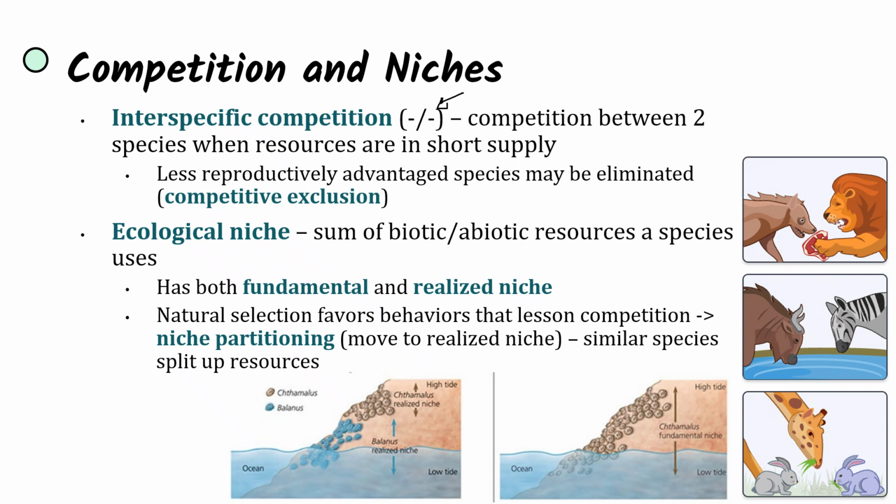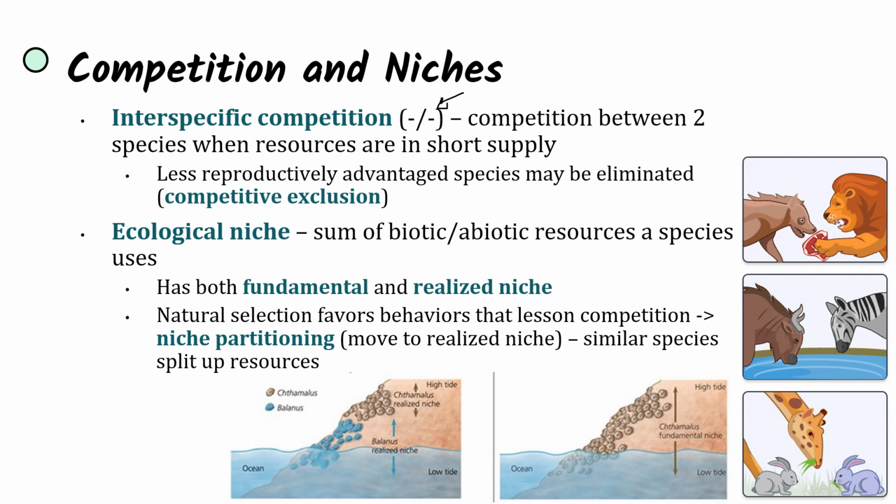So this can include water, space, food, territory, that kind of thing. And each species has both a fundamental and realized niche. The fundamental niche is essentially the entire niche that the species could occupy, while the realized niche is going to be the actual niche that the species occupies.